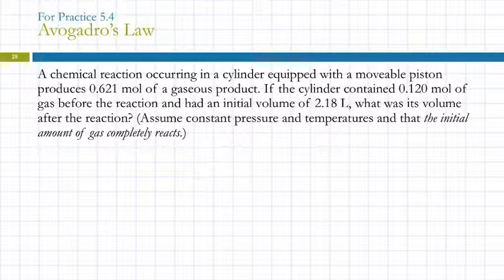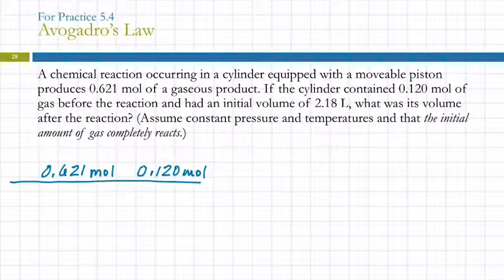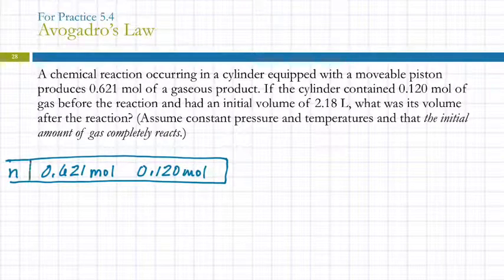So we've got numbers here. Let's make a table again. The first number I come to is 0.621 moles. So that is the gas that's produced. If the cylinder contained 0.12 moles before, well, there's another mole amount, so those need to go on the same row, because they are the same kind of thing, right? This is N, moles of gas.